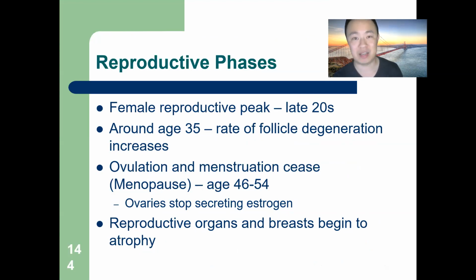to the reproductive phases. Now, the female reproductive peak is in the late 20s, okay? And around age 35, the rate of follicle degeneration begins to increase. Ovulation and menstruation cease around age 46 to 54, give or take. Again, these are not definite. It depends on the person, depends on the genetics too. The ovaries will begin to stop secreting estrogen. And the reproductive organs and the breast tissue begin to atrophy because, again, you don't have the hormones to support that.